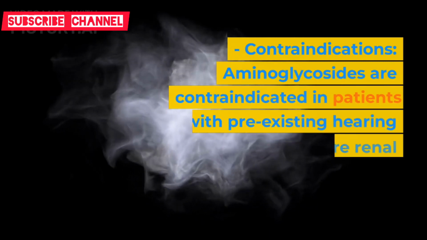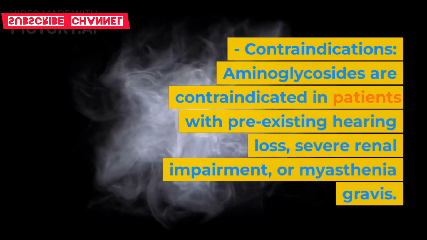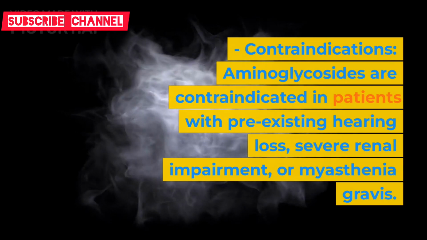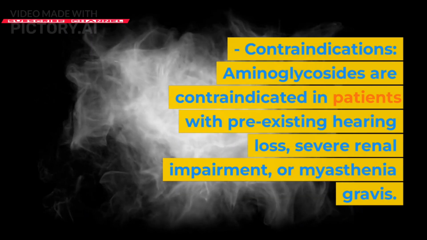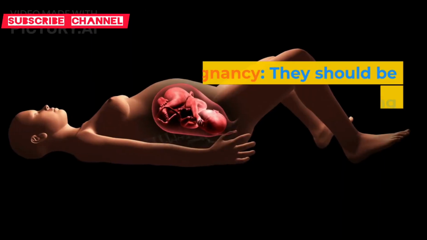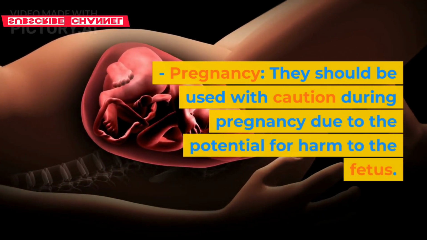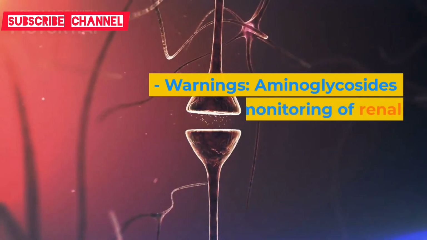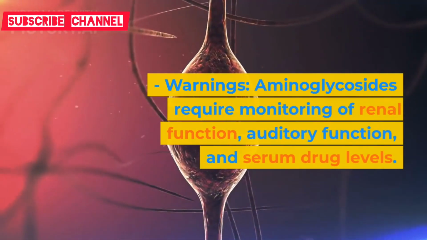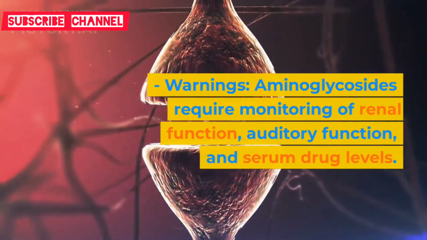Contraindications. Aminoglycosides are contraindicated in patients with pre-existing hearing loss, severe renal impairment, or myasthenia gravis. Pregnancy. They should be used with caution during pregnancy due to the potential for harm to the fetus. Warnings. Aminoglycosides require monitoring of renal function, auditory function, and serum drug levels.